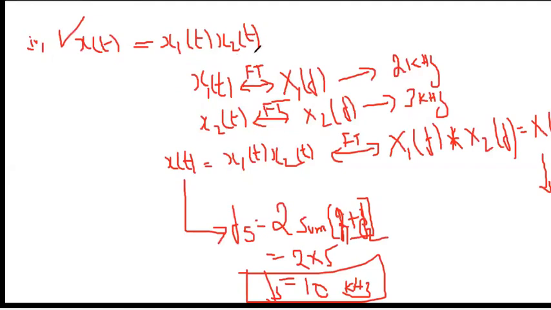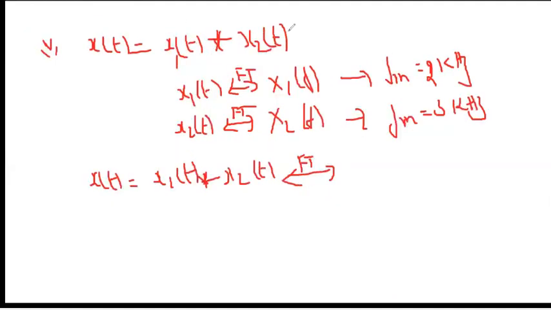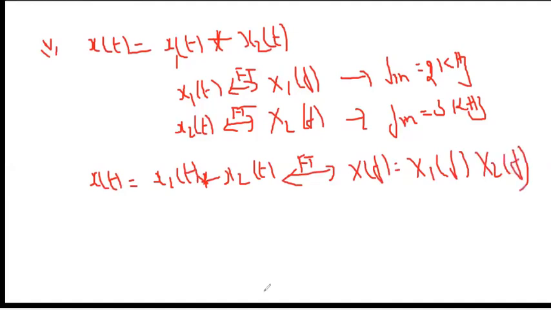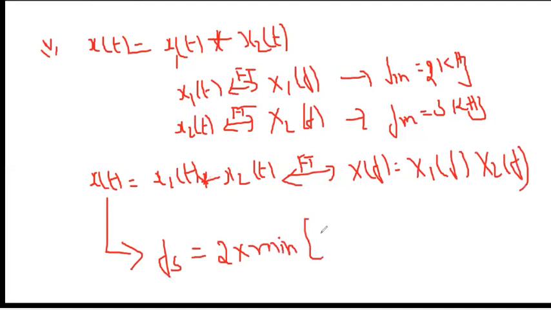Convolution in the frequency means product in the time, and convolution in time means product in the frequency. For the convolution in time, x of f is equal to x1 of f into x2 of f. Okay, my dear students. To find the sampling frequency of x of t, it is 2 into the minimum of the two frequencies, the frequency of x1 of t and the frequency of x2 of t, because it's a convolution, f1 and f2.